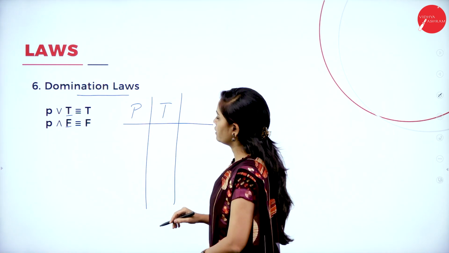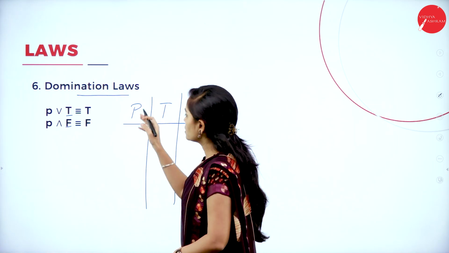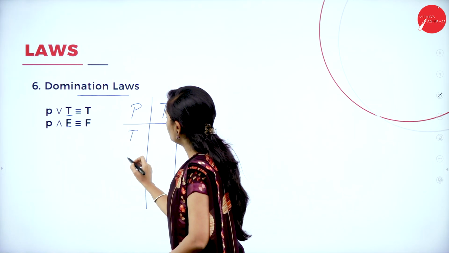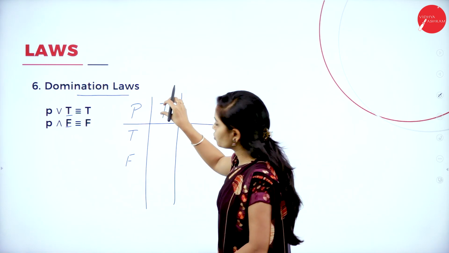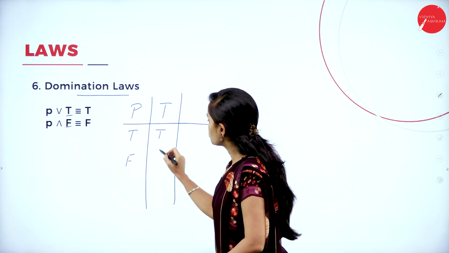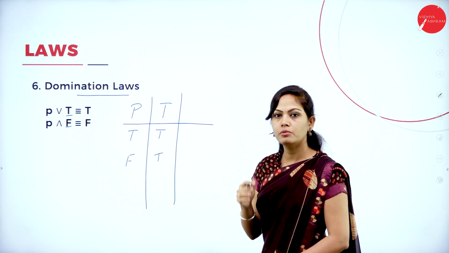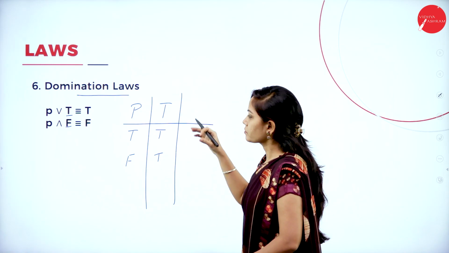So let us understand with the truth table. I have two statements, P and true. What are the truth values for P? True, false, right? The truth values for P are true, false. And what is the truth value for T? T means it is true. So true, true only. The truth value is true, true only.